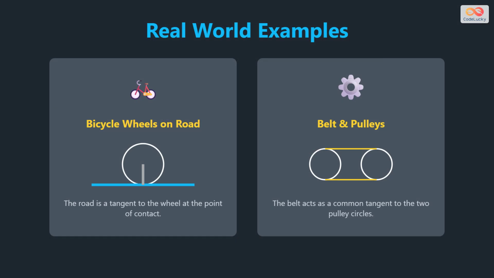We see tangents every day. A bicycle wheel on a road is a perfect example. The road acts as a tangent to the circular wheel at the point where they touch. Similarly, in machinery, a belt moving over pulleys acts as a common tangent line connecting the two circles.